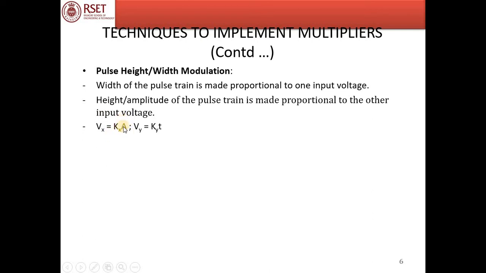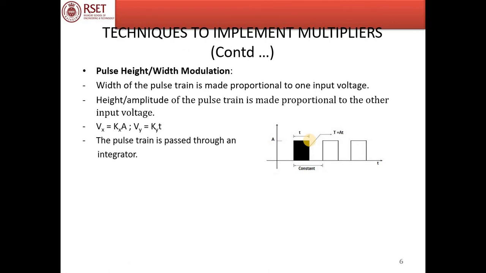Let A be the amplitude or height of the pulse train. It is made proportional to the input voltage Vx. If T is the width of the pulse train, it is made proportional to the input voltage Vy. Let us see the pulse train. This is the pulse train. The height A is proportional to one input voltage Vx and the width T is proportional to the second input voltage Vy. Now this particular pulse train is fed to an integrator.